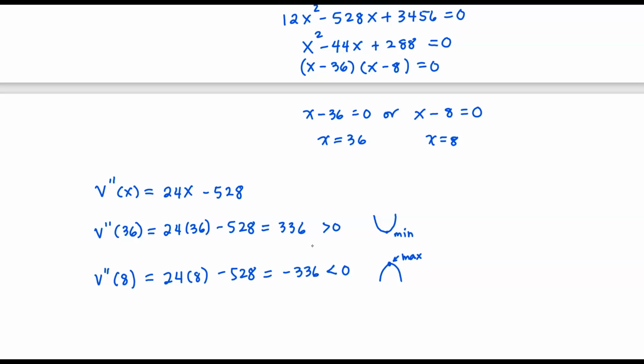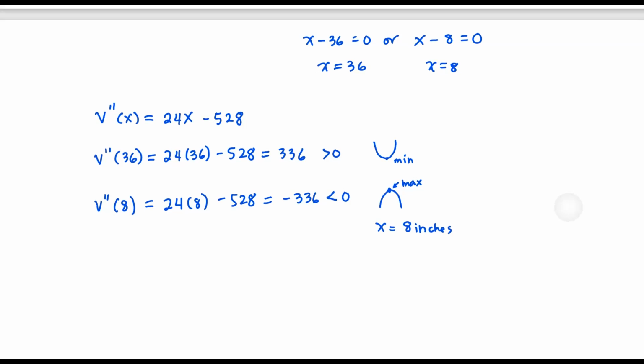Now, since we're interested in a maximum volume, we're interested in the x that will give us a maximum volume. That means x must be equal to 8 inches. So therefore, the dimension of the square that will give us the maximum volume is 8 by 8 inches.